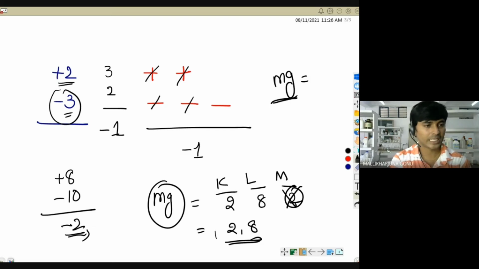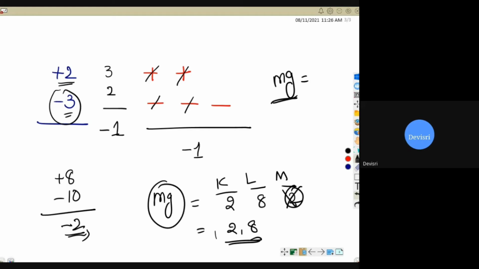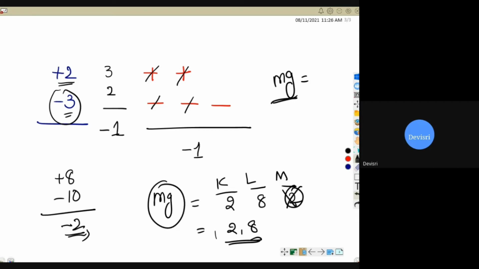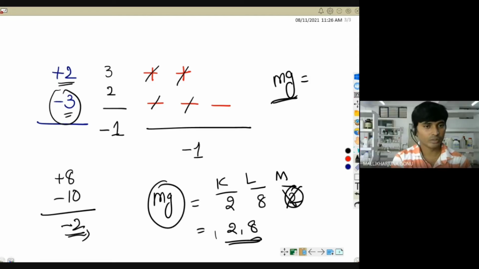Yes. Who else calculated? Devisri, did you calculate, Devisri? Sir, Mg2 plus. How you are getting Mg2 plus, Devisri? Sir, to become stable, magnesium needs to give away the last shell, that is M shell, the two electrons. Okay, very good. Yours is correct only. Your answer is correct.